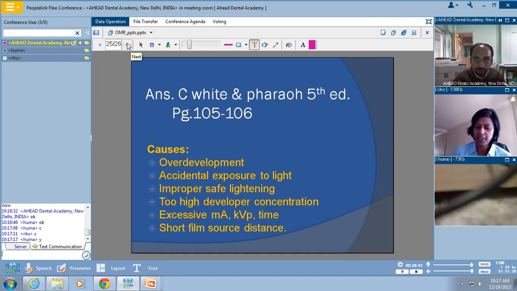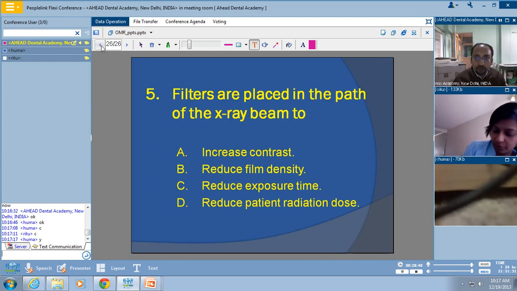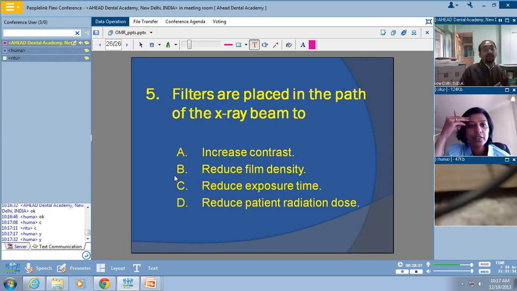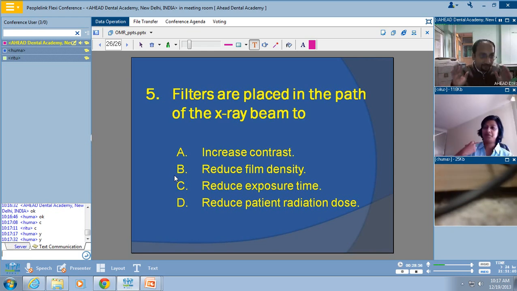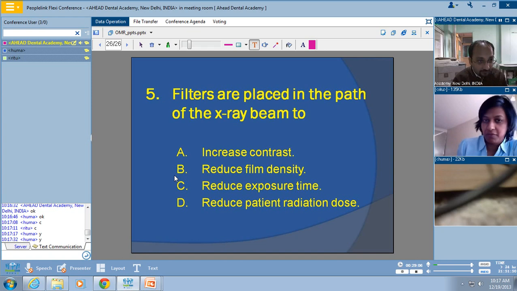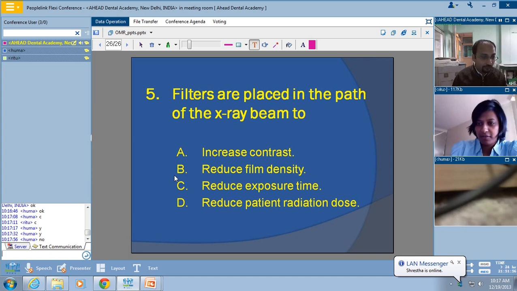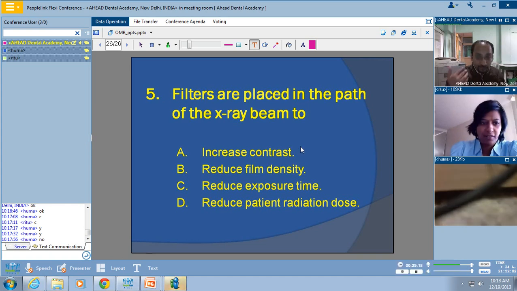Filters. Now, this is right. Remember the very first chapter of radiation physics, a slightly boring chapter, but remember the questions do come from these chapters a lot. What are filters? If I ask you, what is a filter made up of? Is it made up of lead? Yes or no? No. A filter is not made up of lead. Rather, a filter is made up of aluminium. Okay?